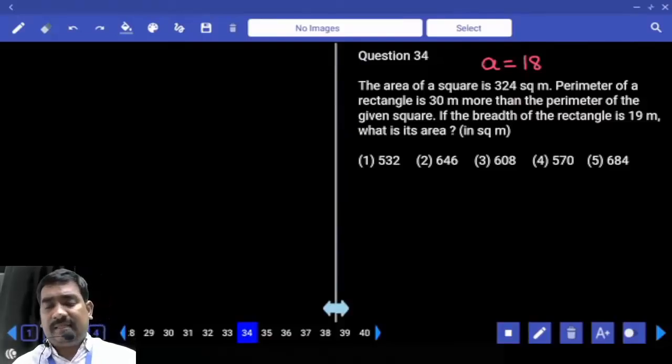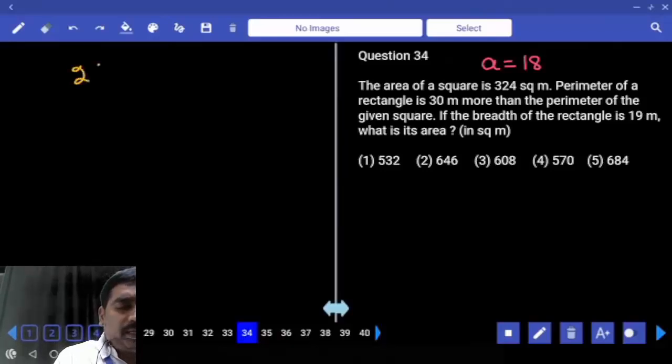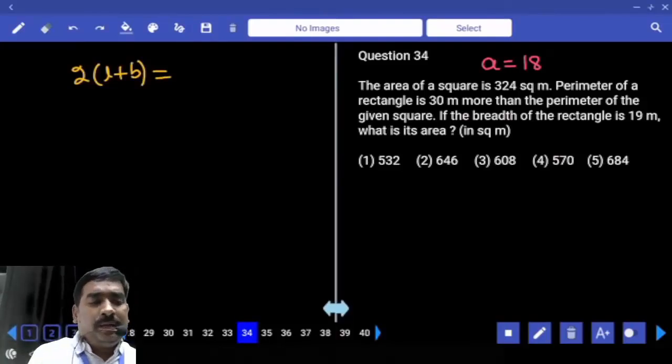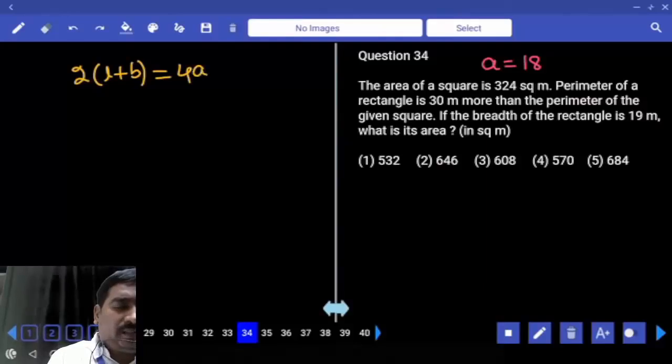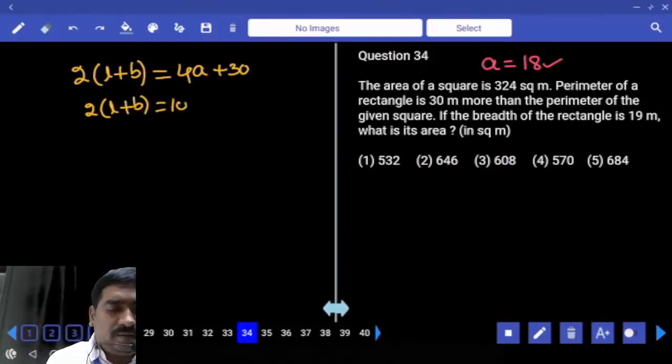Perimeter of a rectangle is 30 meters more than perimeter of the given square. Perimeter of a rectangle formula is 2 of L plus B. Perimeter of a square means 4A. 30 meters more means plus 30. 2 of L plus B equals 4 times 18, which is 72, plus 30, 102. From there L plus B equals 51.